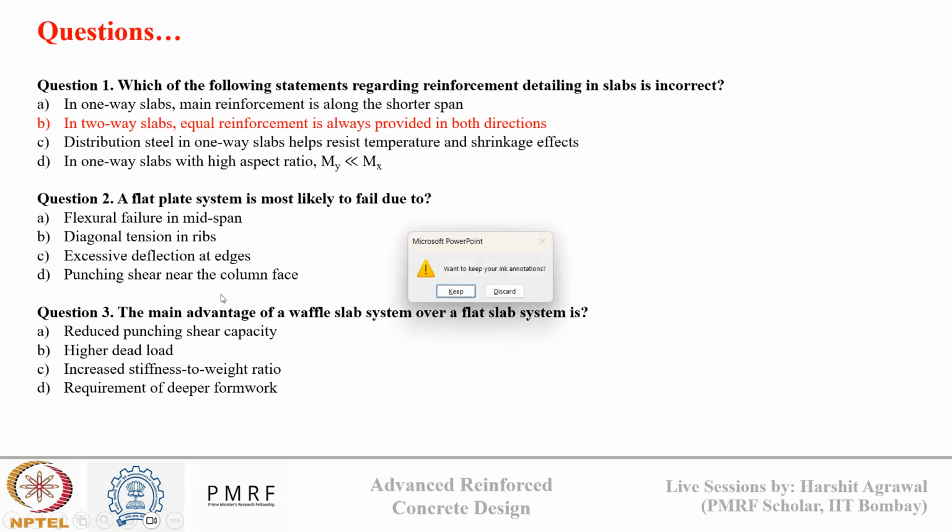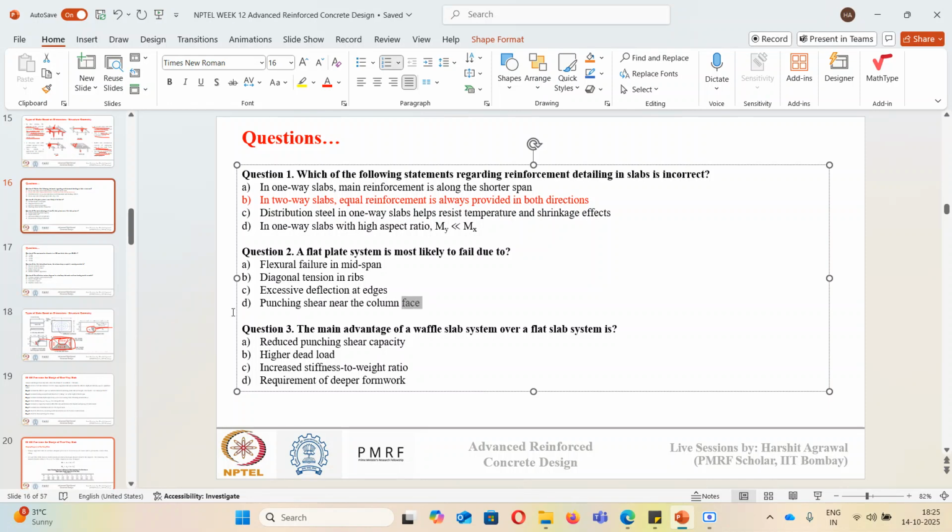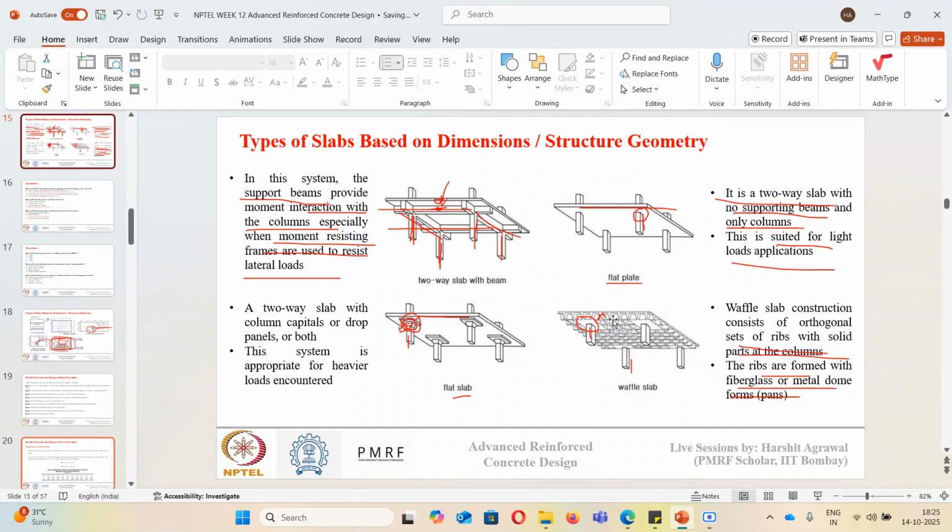Third question: what is the main advantage of a waffle slab system over a flat slab system? C. Yes, the correct answer is C. Why? Because we are reducing the weight. When we create such a waffle slab system, we are reducing the weight of the slab. In turn we increase the stiffness to weight ratio of the slab.